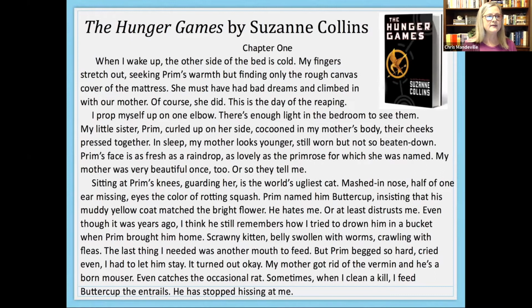When I wake up, the other side of the bed is cold. My fingers stretch out, seeking Prim's warmth, but finding only the rough canvas cover of the mattress. She must have had bad dreams and climbed in with our mother.